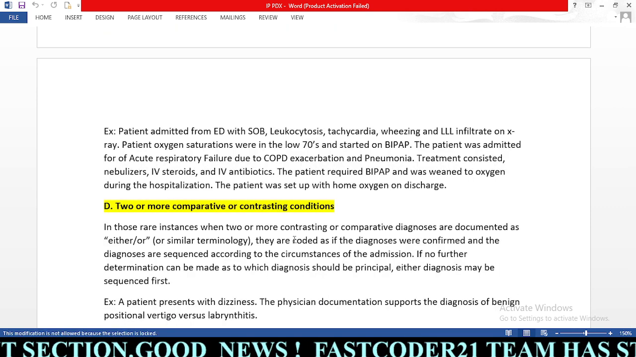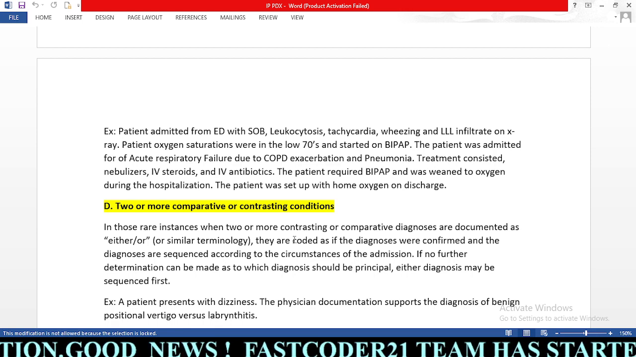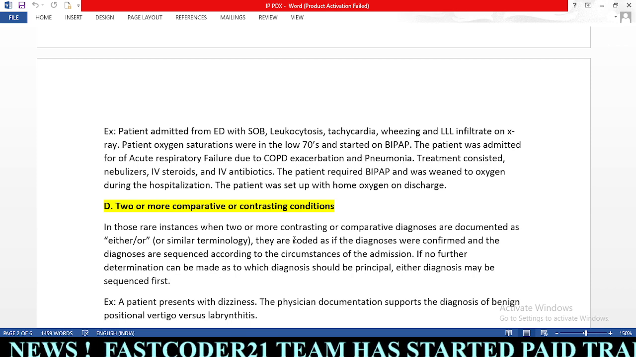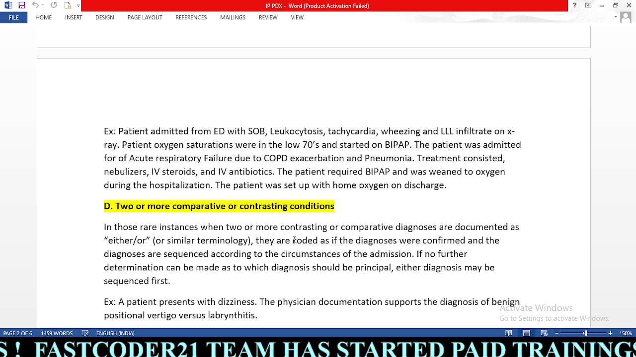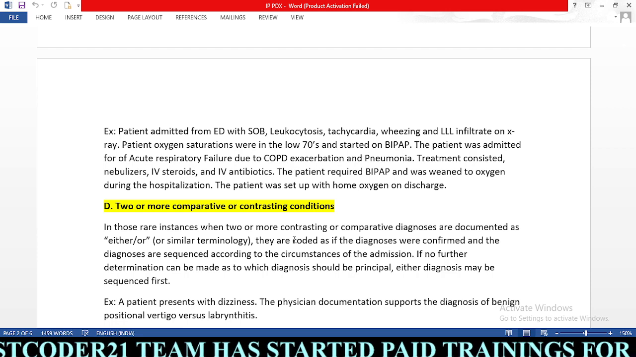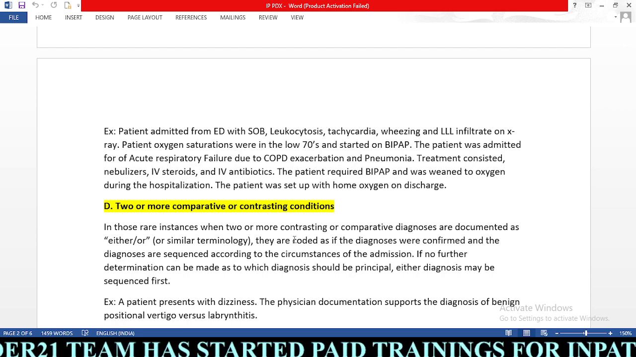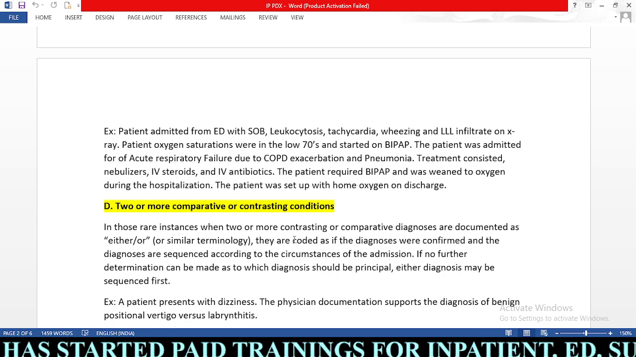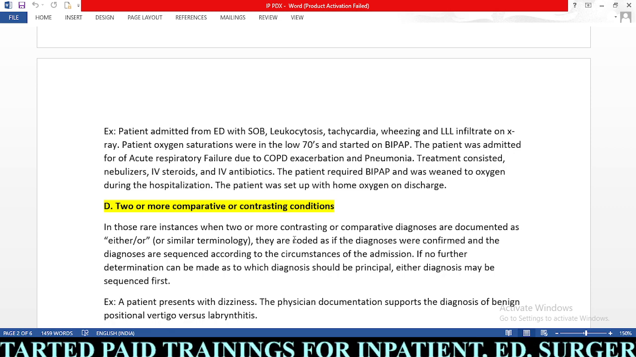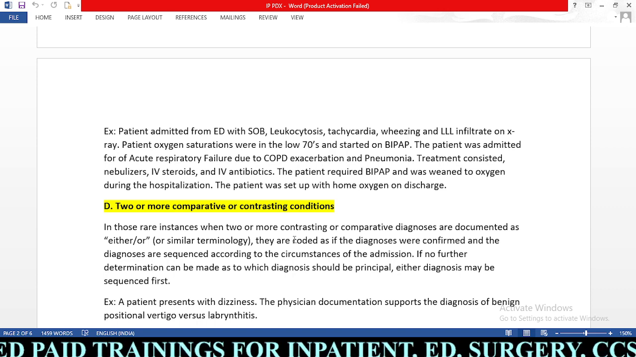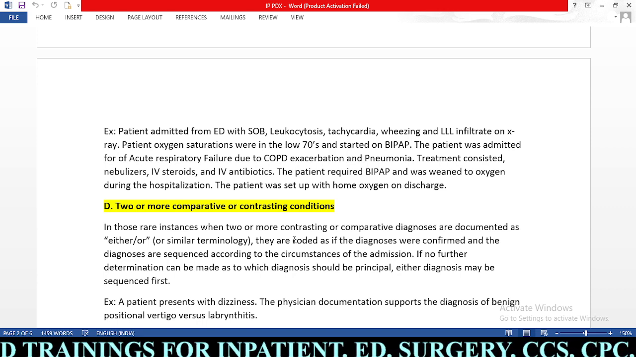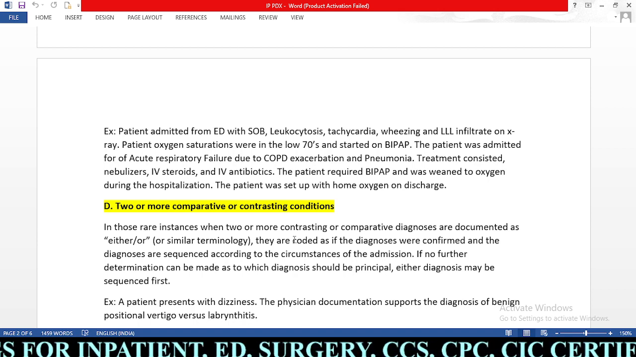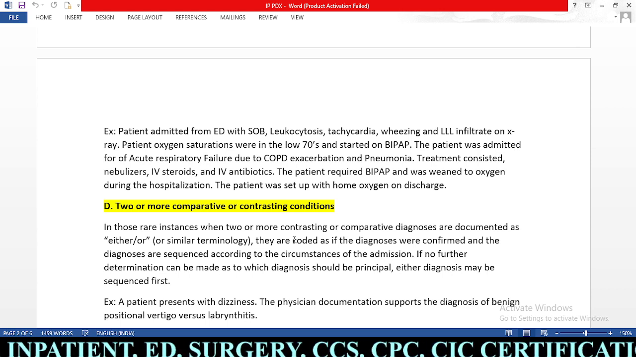Our next guideline is two or more comparative or contrasting conditions. In some instances, when two or more contrasting or comparative diagnoses are documented as either/or, they are coded as if the diagnoses are confirmed and the diagnoses are sequenced according to the circumstance of the admission. So whenever we have comparative or contrasting conditions, we need to check the circumstance of the admission. If no further determination can be made as to which diagnosis should be principal, either diagnosis may be sequenced first.